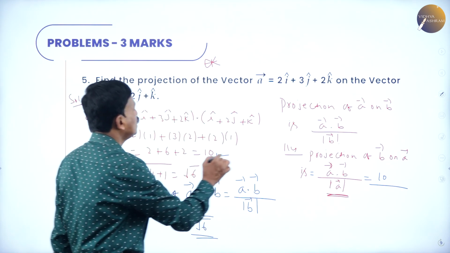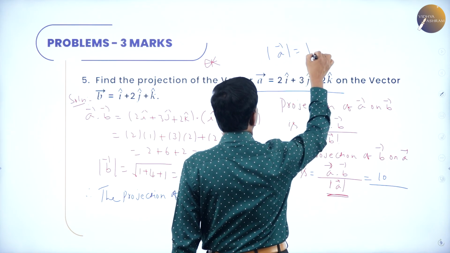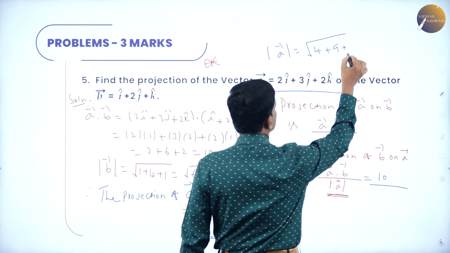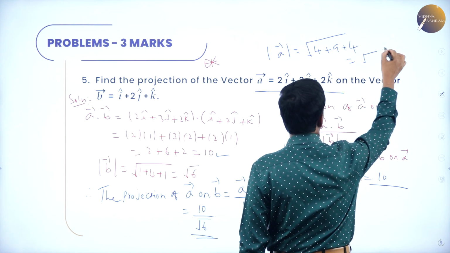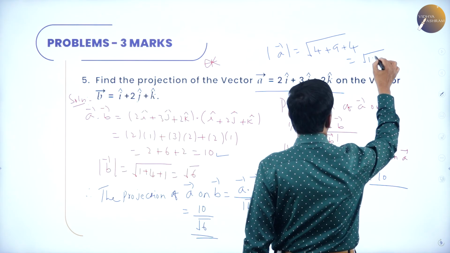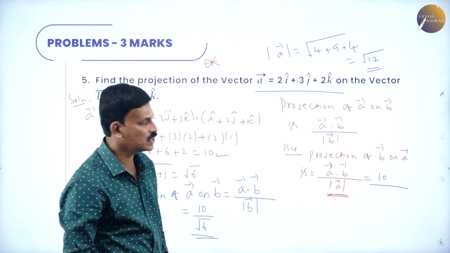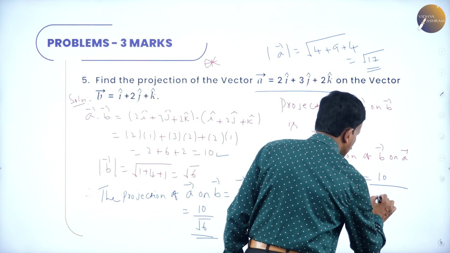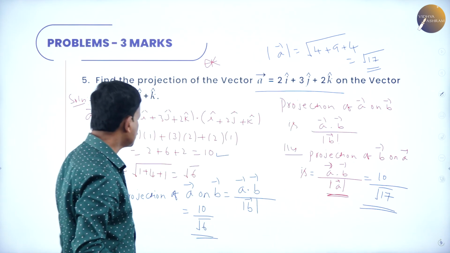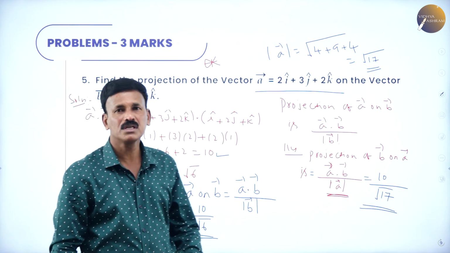What is vector A here? This is vector A. The magnitude of vector A is equal to the square root of 2 square, which is 4, plus 3 square, which is 9, plus 2 square, which is 4. So 4 plus 9 plus 4 is 17. So this is equal to 10 by root 17. So the projection of A on B is 10 by root 6. The projection of B on A is 10 by root 17.